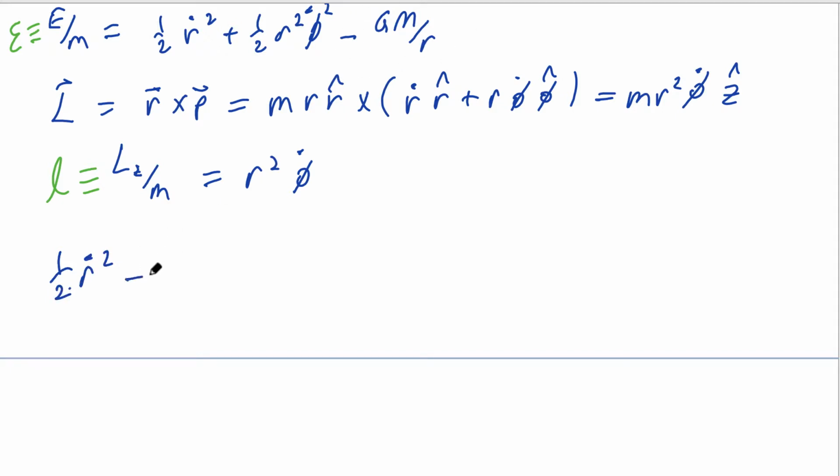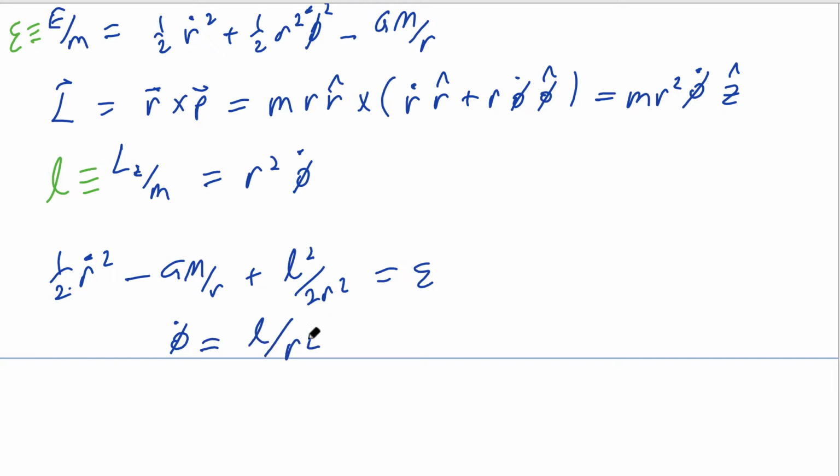There's a term minus GM over r. This term is 1/2 r squared phi dot squared, but phi dot is L over r squared. So this is L squared over 2r squared. And all of that is equal to the energy per unit mass, script E. And our second equation is simply phi dot equals the constant angular momentum per unit mass divided by r squared.